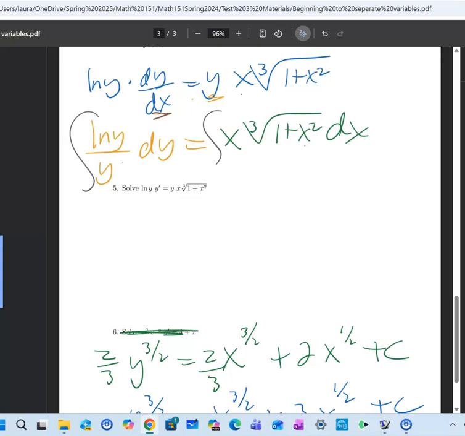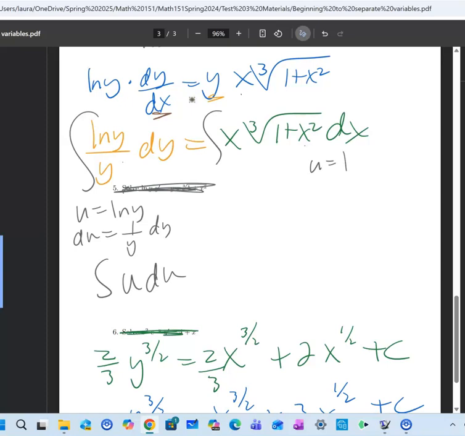What do I do with this? Oh, I think this is just easy u substitution. Let u equal ln of y. du is 1 over y. So this side turns into integral of u du. What about over here? Oh, it's another u substitution, right? So u equals 1 plus x squared. du is 2x dx.